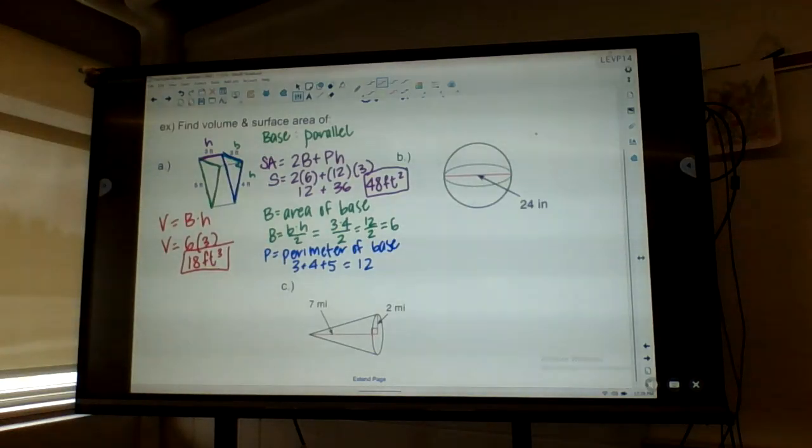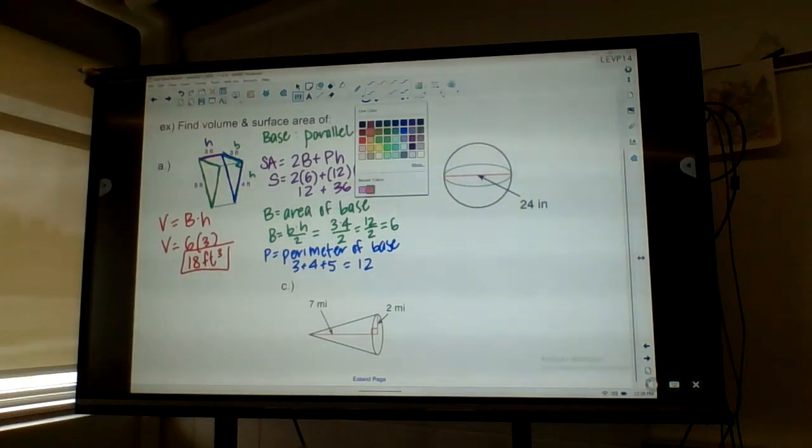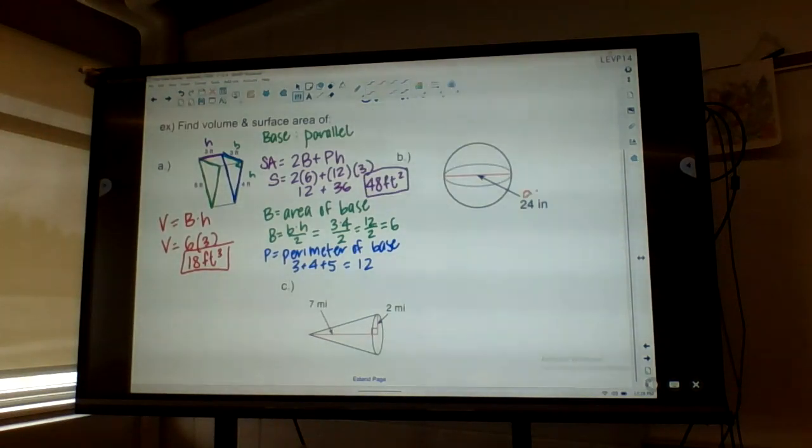Now for our sphere, we need the radius, first of all. They tell us the diameter here, so this is D. That means our radius is 12 inches. And we need that for both of our formulas for surface area and volume of our sphere. Now remember, when you use pi, we want to use the value of pi in our calculator, not 3.14.